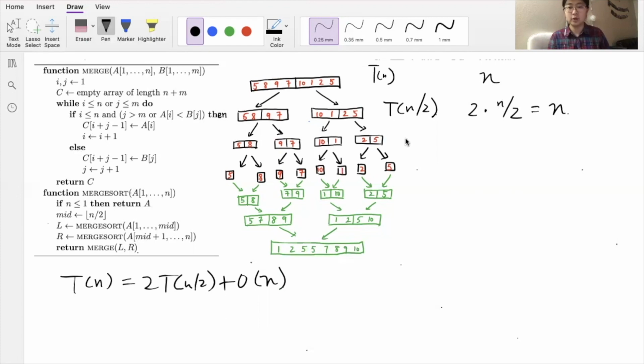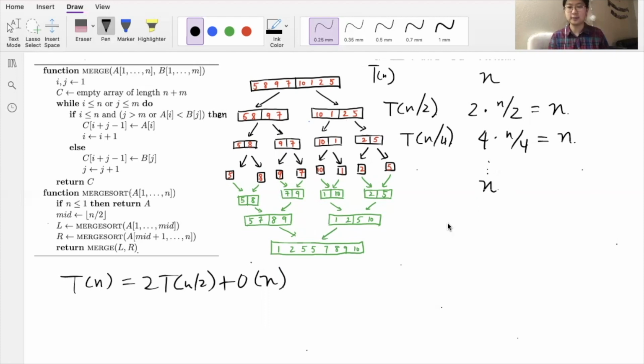In the next level, we have 4 subroutines, each of which will be T of n over 4. So the non-recursive work we're doing is 4 times n over 4, which is also n. You might be seeing a pattern here. At each level, we're doing n work, but how many levels are there? This is equivalent to asking, how many times do I need to divide an array in half until I get to singletons? This is precisely log n times.